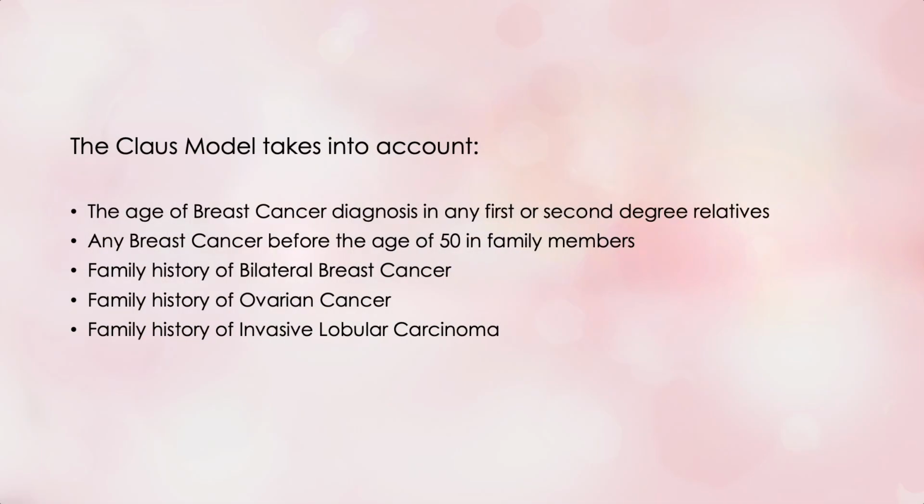And as you'll learn in the next unit, your risk for ovarian cancer is affected by both your maternal and your paternal relatives. The Klaus model takes into account the age of breast cancer diagnosis in any first or second degree relatives, any breast cancer before the age of 50 in family members, family history of bilateral breast cancer, family history of ovarian cancer, and family history of invasive lobular carcinoma.